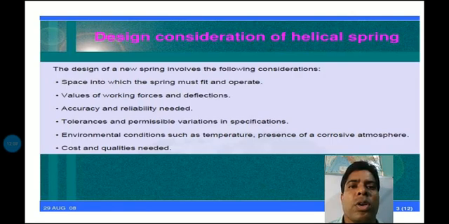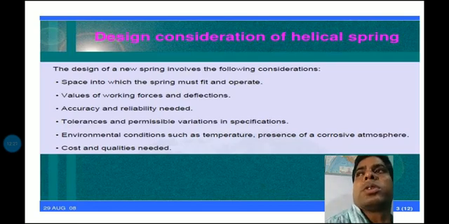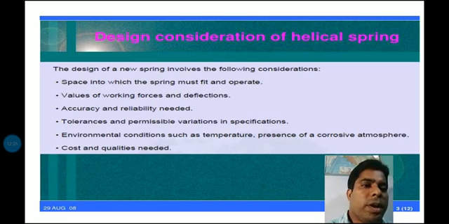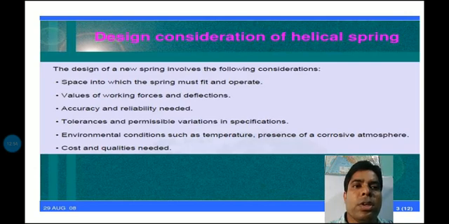Next, accuracy and reliability needed. Next, tolerance and permissible variation in specification. Permissible variation means the variation depends upon the load actuating. A spring cannot absorb unlimited load. Every spring has a maximum limit, and if the maximum limit is crossed, it may fail or totally collapse. So that is the permissible variation. Specification should also be mentioned, and obviously the tolerance limit.